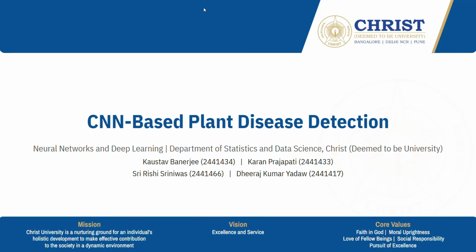Good morning, everyone. Today we are presenting our project titled CNN based disease detection. This project was developed as part of our neural networking and deep learning course. Our objective is to classify images using a convolutional neural network to automatically classify plant leaf images into different disease and health categories.